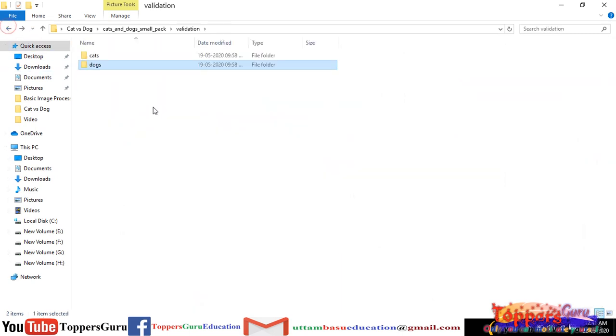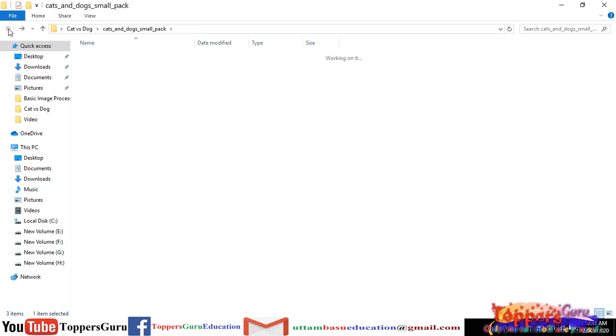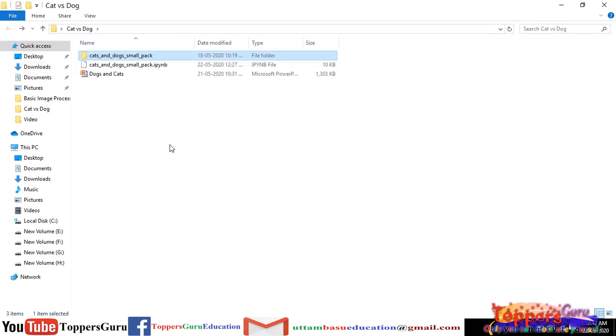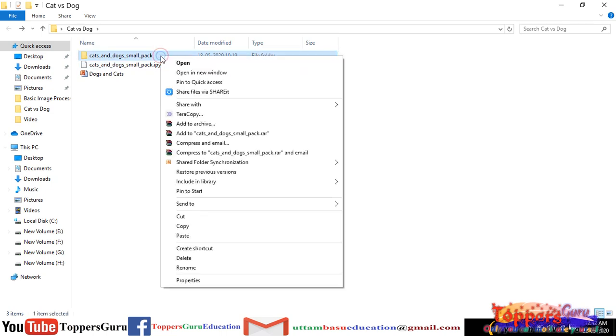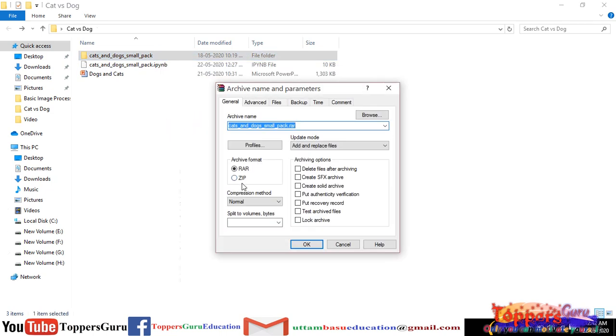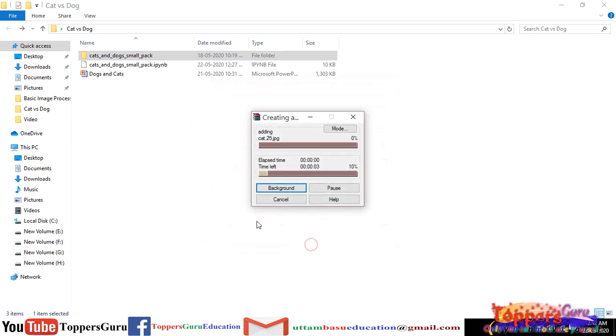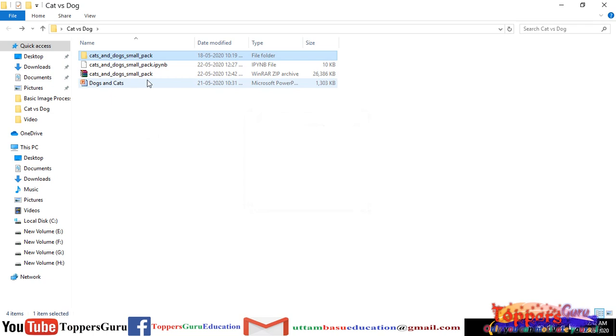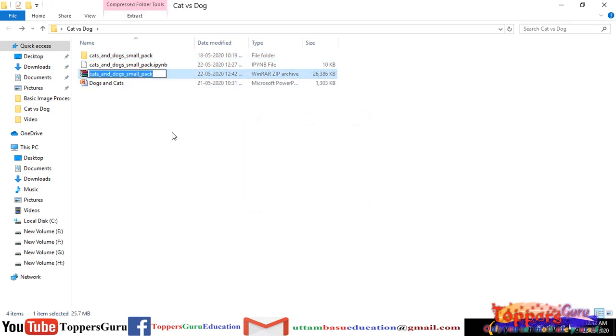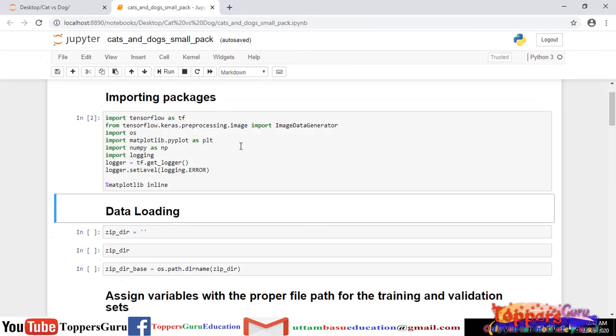As I am taking less time, I am using fewer image samples, but if you take more images for training and test, the accuracy will be higher. Now I have to make it a zip file. Add to archive zip. Okay, I create the zip file just because it will simplify importing all the packages. I will just copy the name and go to my code.